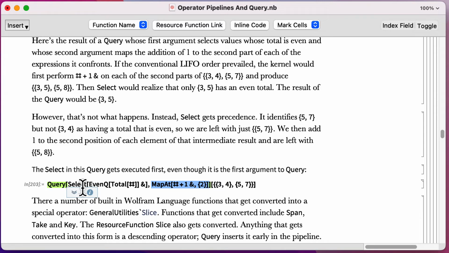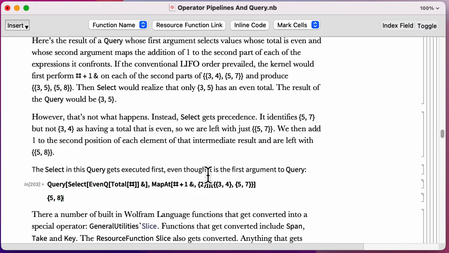What the select does is pick those lists for which the total is even, and this other thing just adds 1 to every element in the second position. So, supposing the select is executed first, let's look at each of these. There's 3 and 4 and 5 and 7. The total of 3 and 4 is 7, which is odd, so that wouldn't be picked. The total of 5 and 7 is even, so that would be picked. Then we would add 1 to the second element of that, and so we would get out 5 and 8. So that's one candidate.